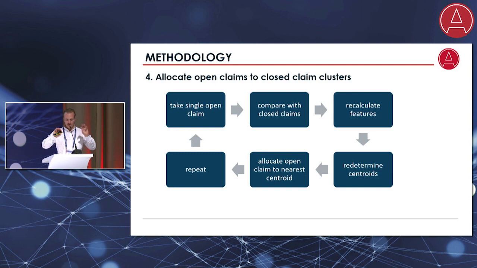For all the given claims, we've recalculated the features. We need to redetermine the centroids. That's just an algorithmic calculation. Then for the given open claim, we allocate it to the nearest centroid by looking at similarity. So it's basically like, on average, for the given open claim, is it closer to the average of cluster one, the average of cluster two, or the average of cluster three? Then you repeat for all the other open claims. Now you might think to yourself, how can I do this in Excel? I don't think you can.